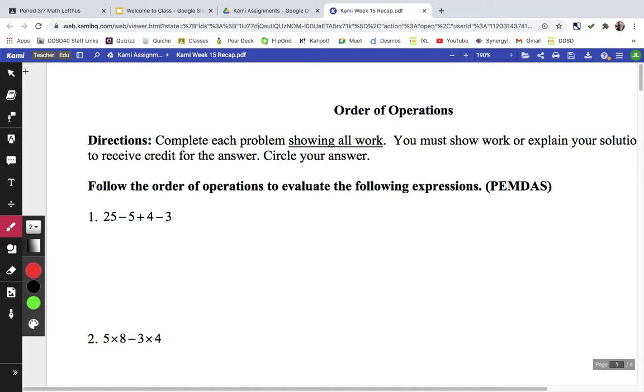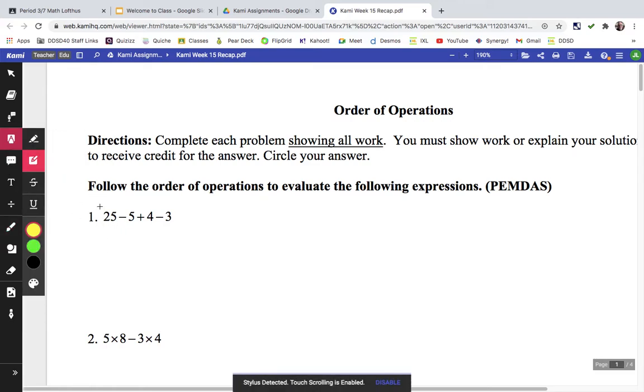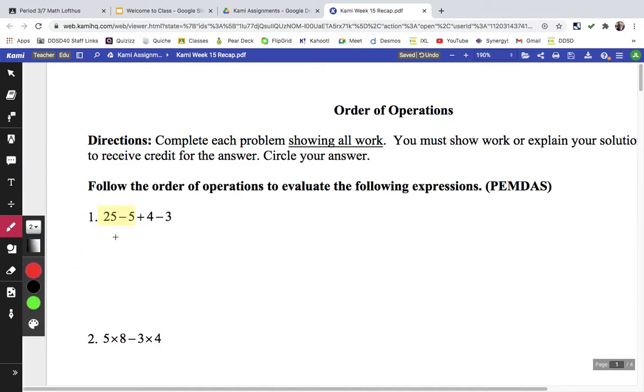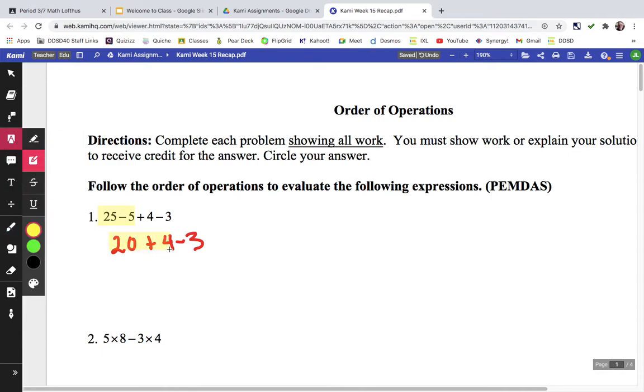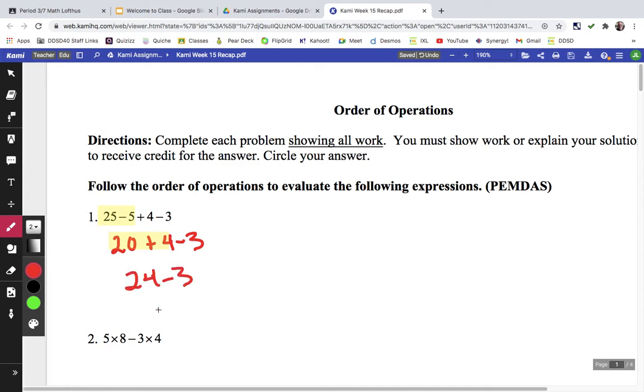So in class today, we started working on CAMI for week 15. And so I'll redo the problems that we did. Order of operations says that we'll do parentheses and exponents, but there is none, and multiplication and division, but there is none. So we're going to do 25 minus 5, which is 20. And then we just copy the rest of it down. And then we continue to go left to right. So 20 plus 4 is 24, and then 24 minus 3 is 21.